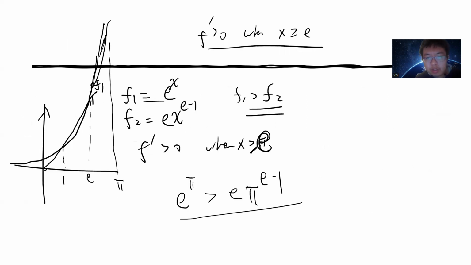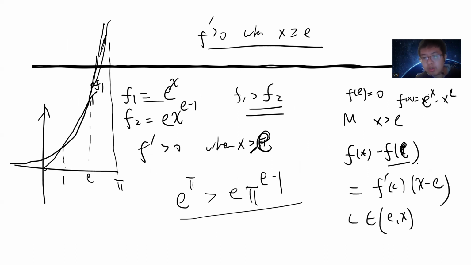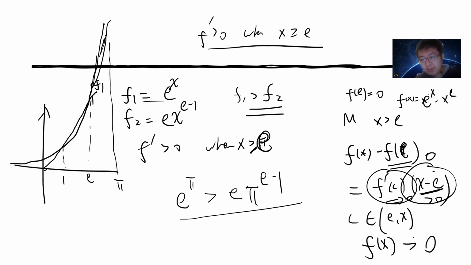Consider the original function f of x minus f of e. I can use the mean value theorem. Consider x greater than e. The mean value theorem tells you there is some c in (e, x) such that f of x minus f of e equals f prime of c times x minus e. And f of e is 0, because f of x is x to the e minus... sorry, e to the x minus x to the e, so f of e is 0. The derivative is greater than 0 and x minus e is greater than 0, so f of x is greater than 0.